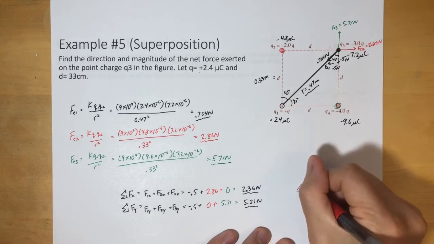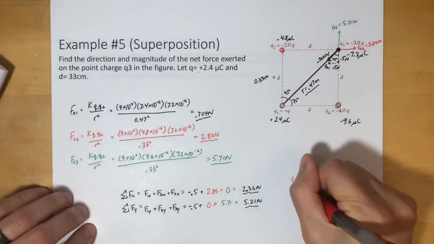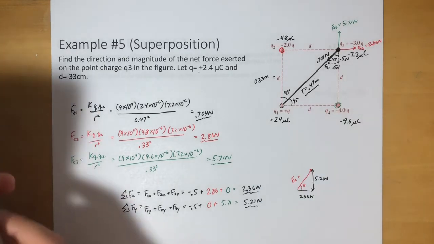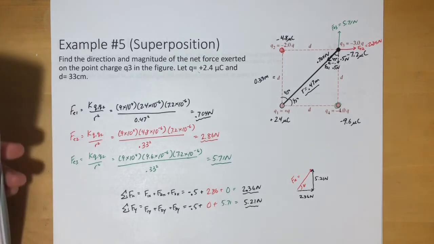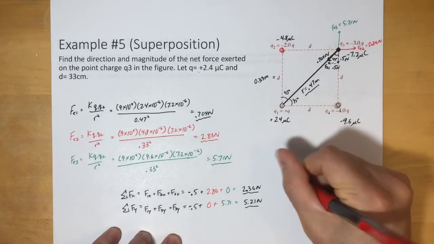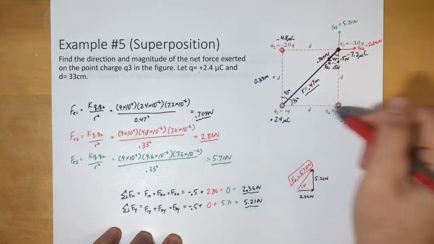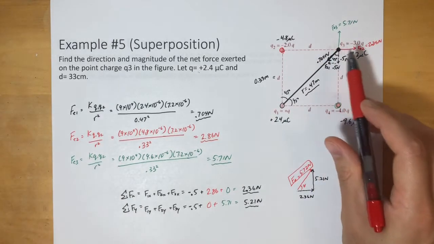And now we want to find what the total magnitude is. So I'm going to be doing the Pythagorean theorem, 5.21 squared plus 2.36 squared. And then I get 5.72. So I get 5.72 as the magnitude. That's all of these acting on this, and it's going to experience a force of 5.72.